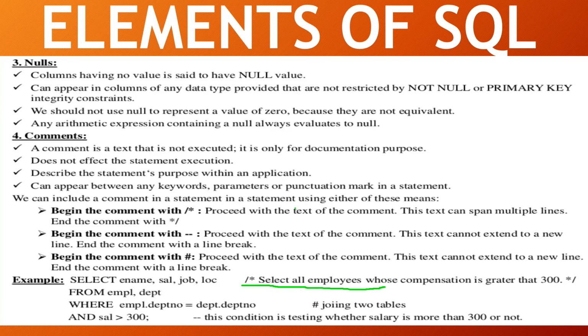So what are the comments available over here in SQL? You can have it with slash and asterisk. You can have two dashes as well as you can have a hash sign. See these examples. The command is select ename, sal, job, loc from table name, that is EMP1 and department DEPT, where EMP1.department number is equal to DEPT.department number.